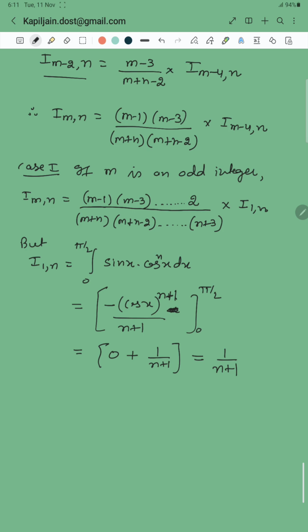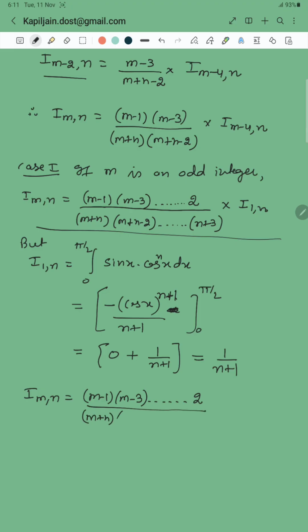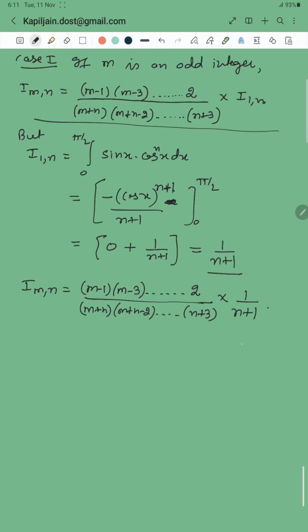Now putting the value of I_1,n in this term, we get I_m,n is equal to (m minus 1) into (m minus 3) decreasing by 2, we end with 2, divided by (m plus n) into (m plus n minus 2), and again decreasing by 2, we end with n plus 3, and this multiplied by 1 by n plus 1. Say this is 2.